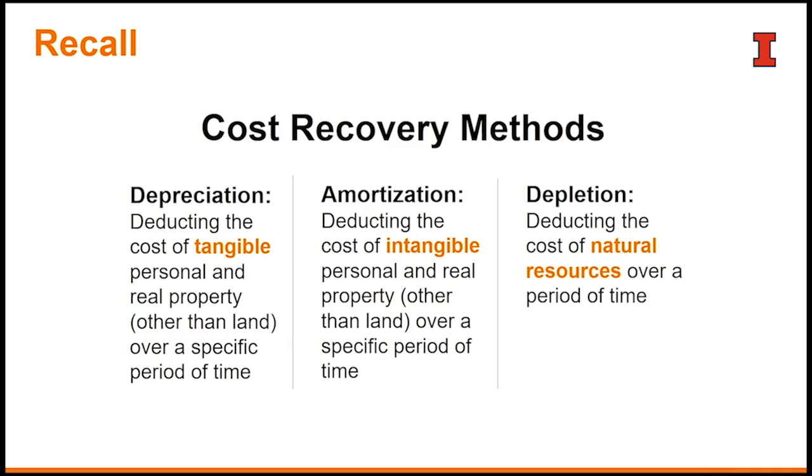Amortization deals with deducting the cost of business use intangible, personal, and real property, while depletion deals with deducting the cost of natural resources over a period of time. The core principle is the same under all 3 methods. If we use an asset whose expected life is greater than 1 year, then we need to capitalize its cost and then recover its cost over time. Generally speaking, we cannot immediately expense the cost of a long-lived asset, although, as we saw with depreciation, some exceptions exist. So let's dive into amortization.